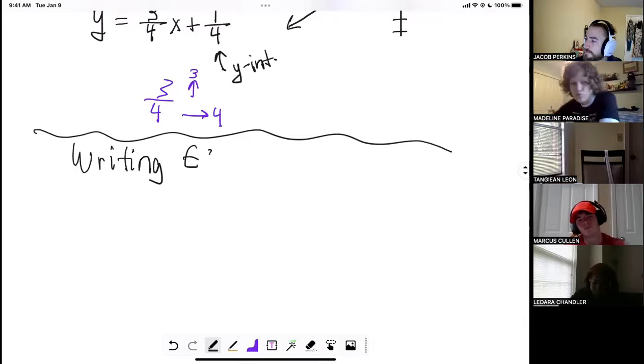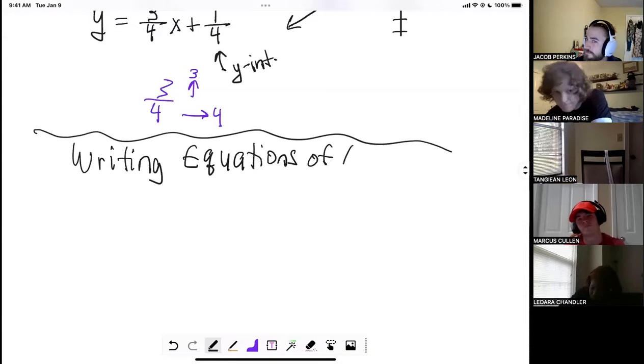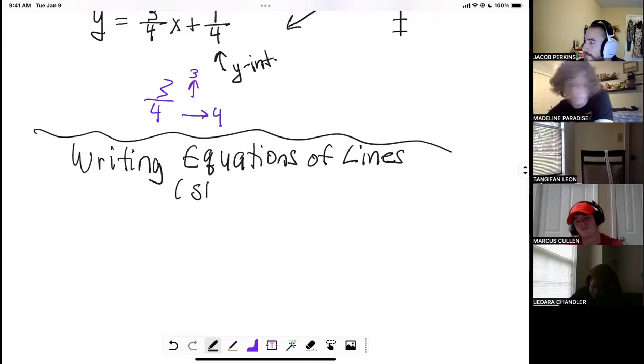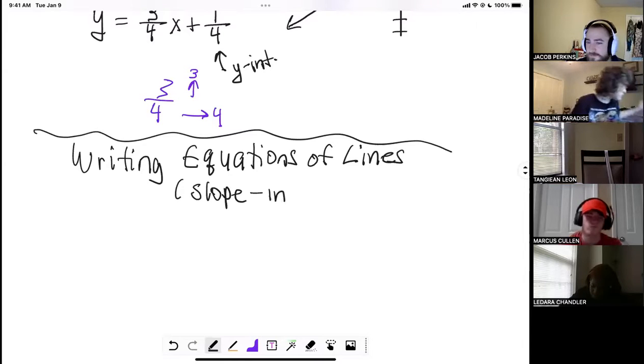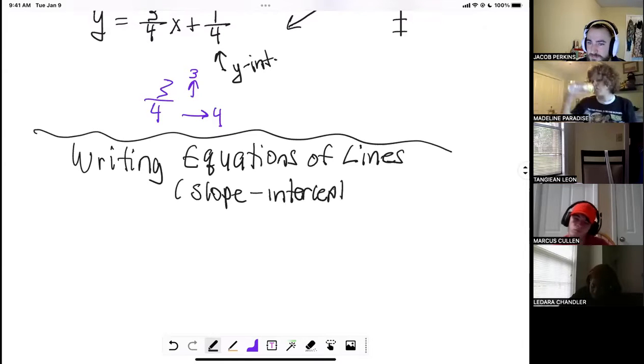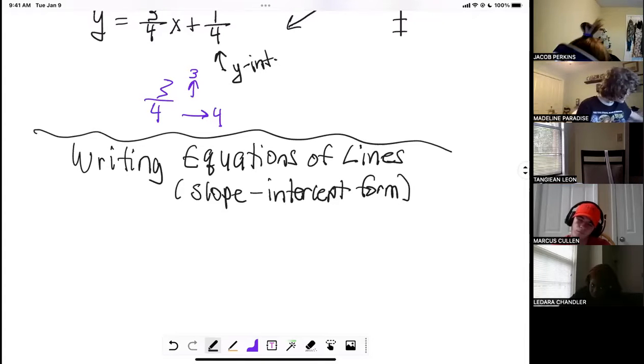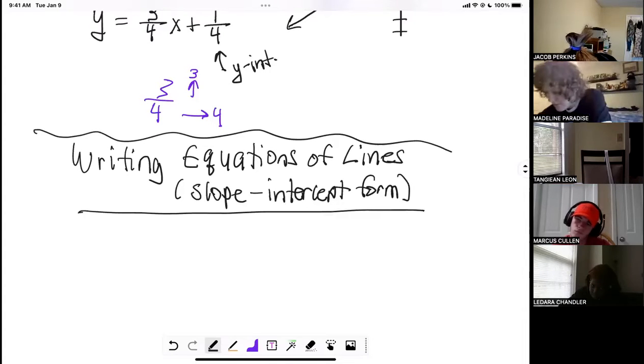Writing equations of lines. Okay, right now we're talking about writing it in slope intercept form. That will change in a little bit, but right now we're talking about in slope intercept form. That means y equals mx plus b form.